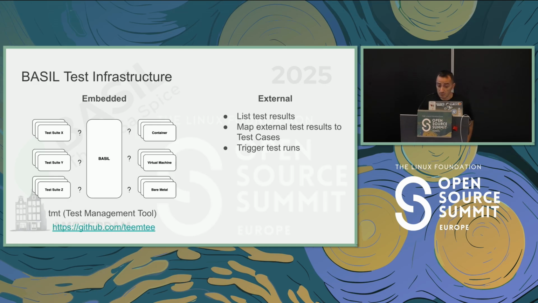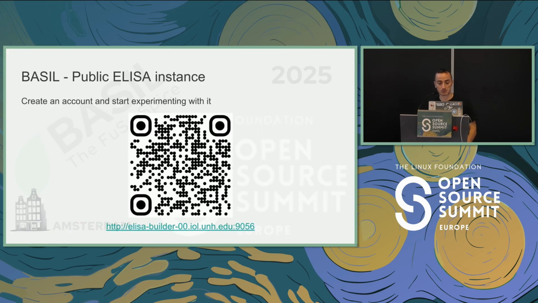And then for the external test infrastructure, BASIL helps you to list test results from external test infrastructure, to map a single test result to a test case, or to trigger a test run in the external test infrastructure.